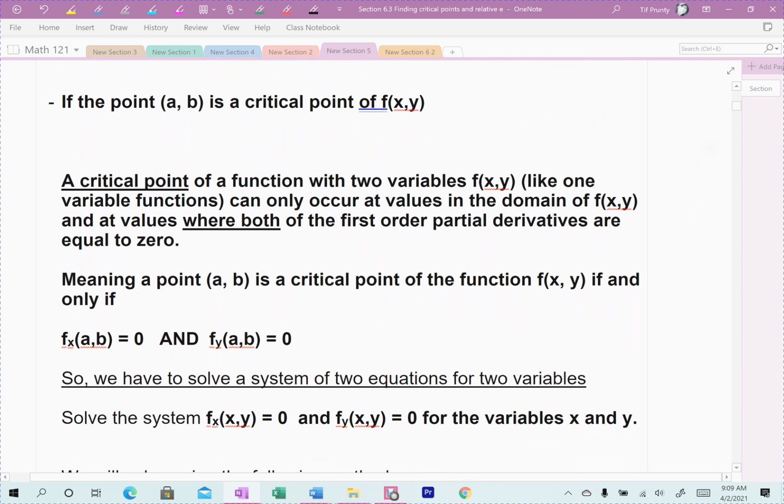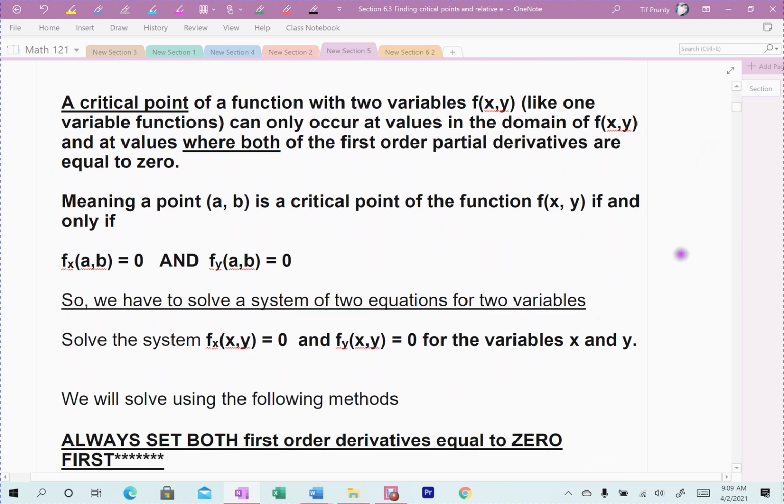Now, again, because it's a multivariable function, critical values are a little harder. There's a little more algebra involved. All right, the critical point of a function with two variables, like the one variable function, can only occur at values in the domain. And the difference here is there are two directions that have to be stopped, right? I have an x direction and a y direction. And both of those directions, the rate of change has to be 0. There are cases where the rate of change is 0 in one direction and not 0 in the other direction. That would not be a critical value.